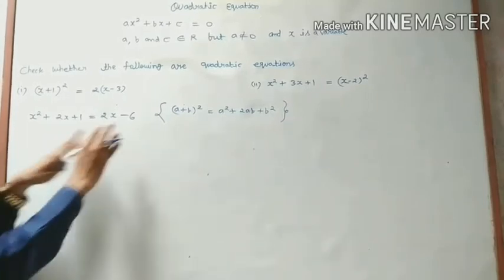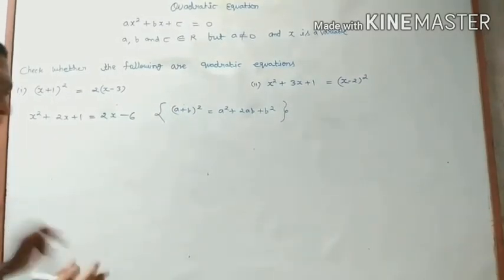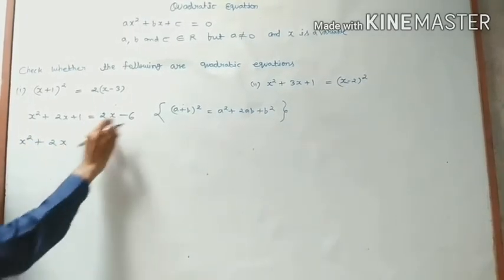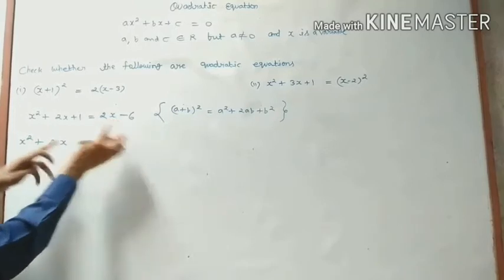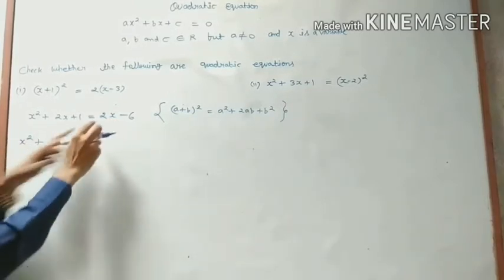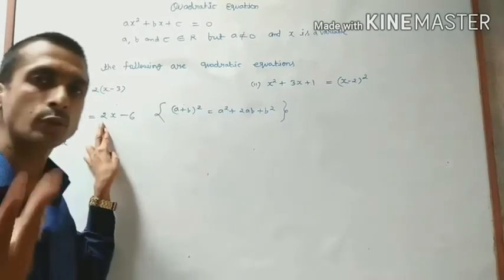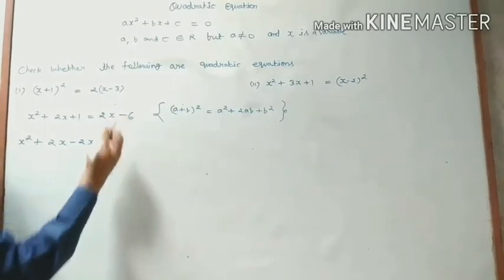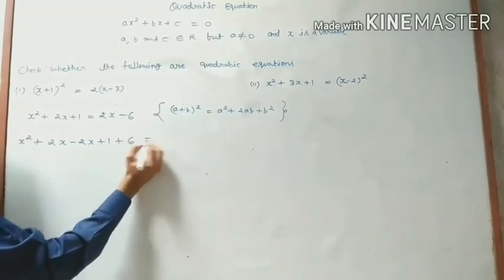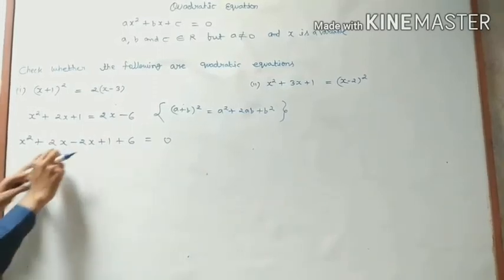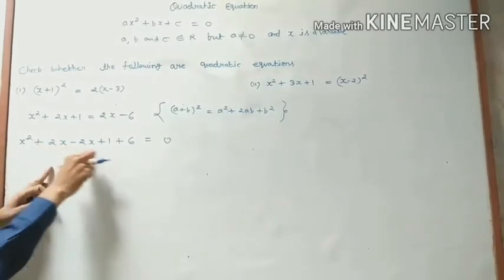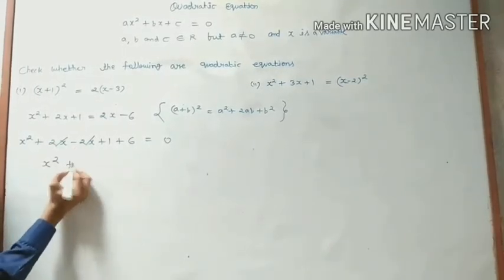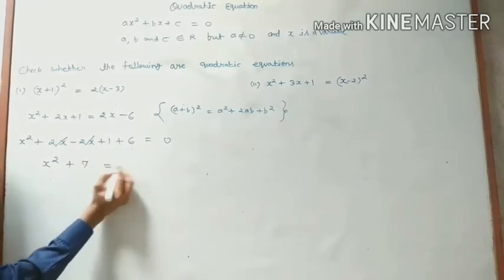First of all, we will move all the values to the left hand side. So x square as it is, 2x also as it is, and 2x moves from right to left, so the positive sign is converted to a negative sign, that means minus 2x. Plus 1 as it is, and minus 6 is converted to positive 6, equal to 0. Now you can see 2x is positive and the second is negative, so you have to cancel out both. And here it is x square, and 1 plus 6 is 7, equal to 0.